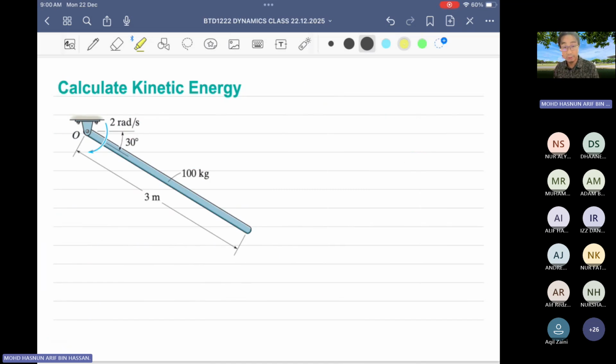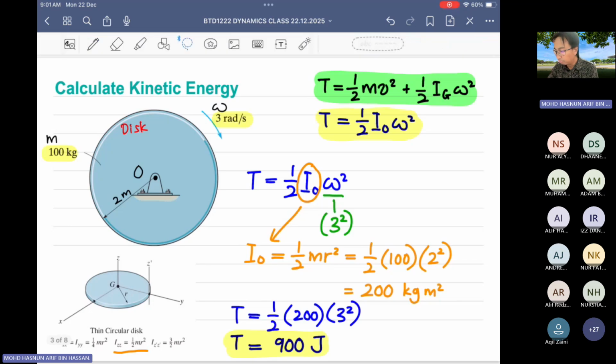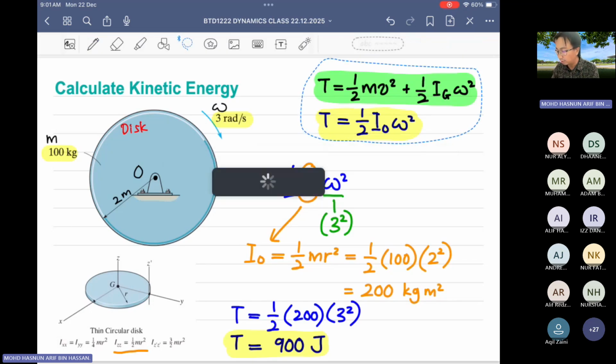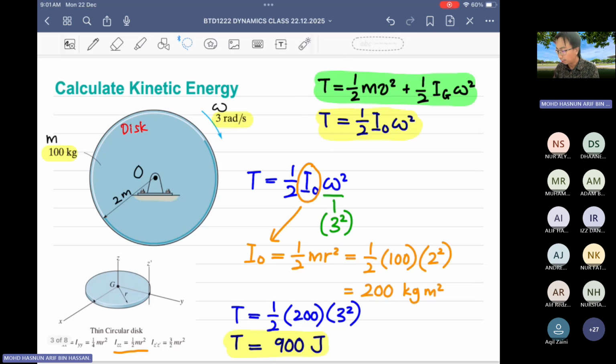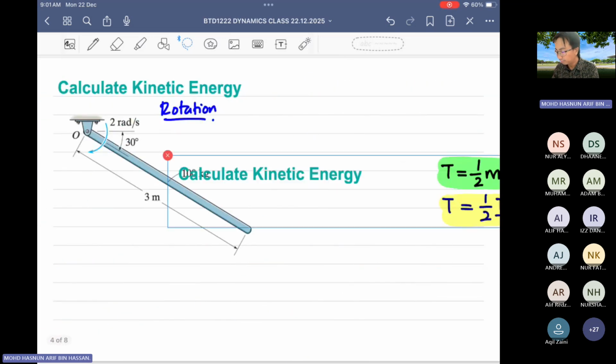This is now a rod. So what is the type of motion? I think everybody should know this is a rotation motion. So let's write here rotation. We know that this is rotation, so let's copy the formula again. We have two formulas to calculate the kinetic energy for rotation. Let's paste it here.